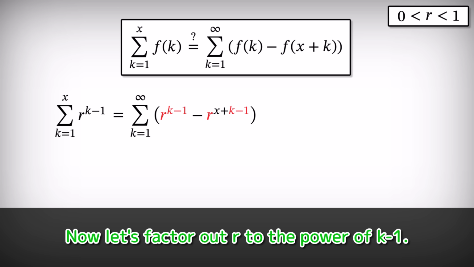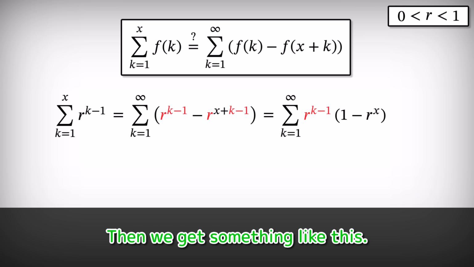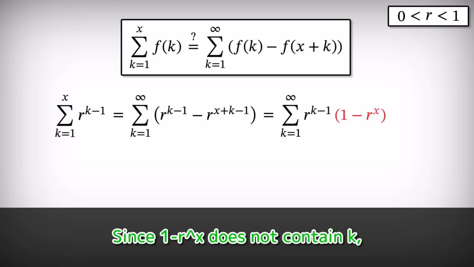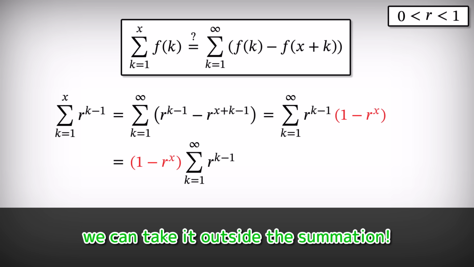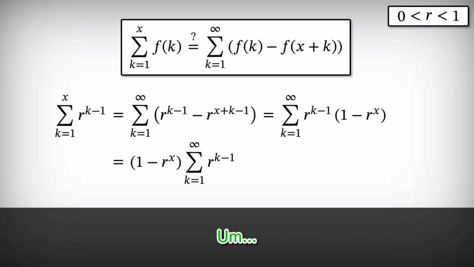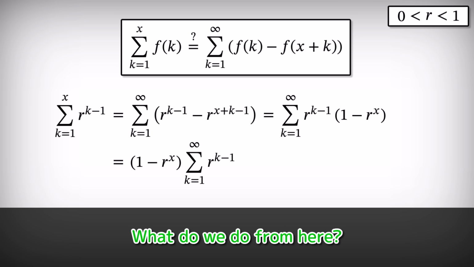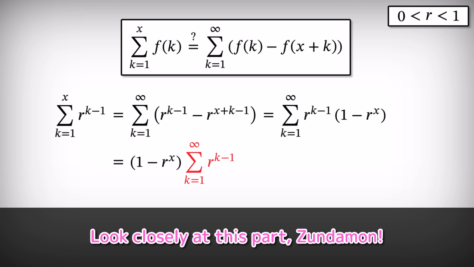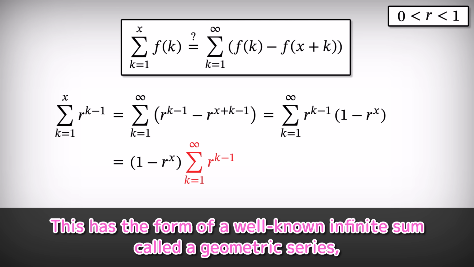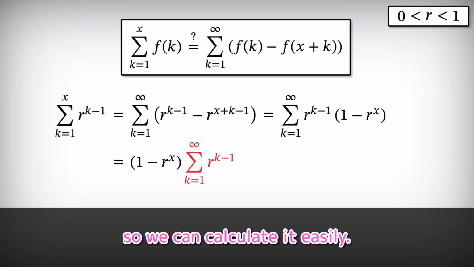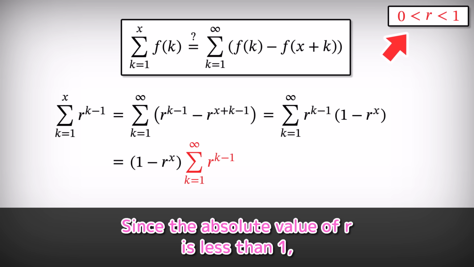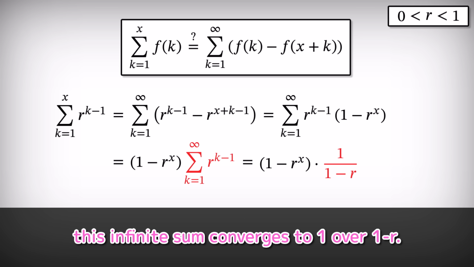Now let's factor out r to the power of k minus 1. Then we get something like this. Since 1 minus r to the x does not contain k, we can take it outside the summation. What do we do from here? Look closely at this part, Zundamon. This has the form of a well-known infinite sum called a geometric series, so we can calculate it easily. Since the absolute value of r is less than 1, this infinite sum converges to 1 over 1 minus r.